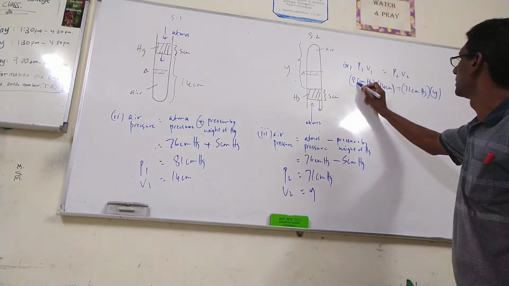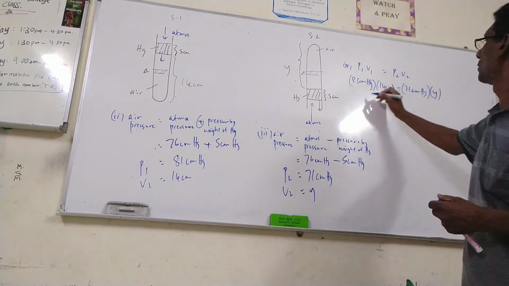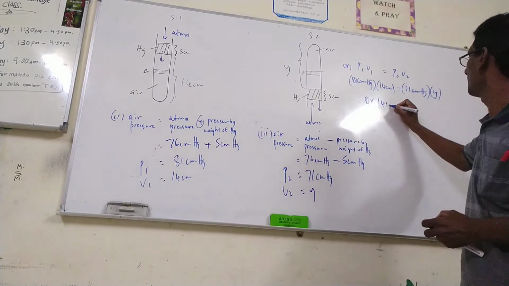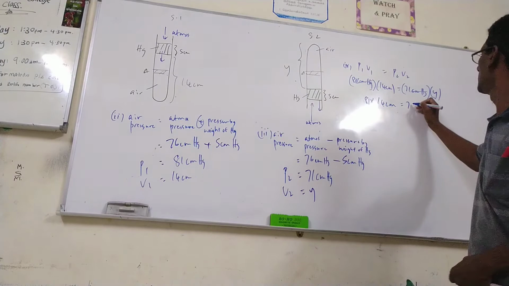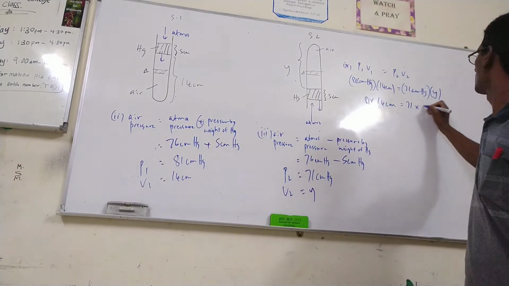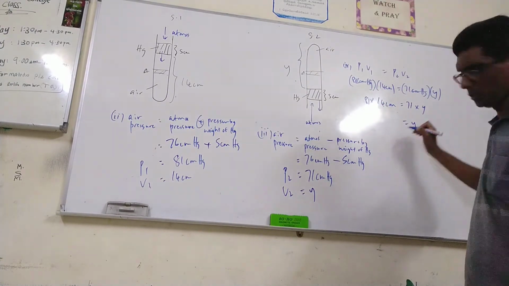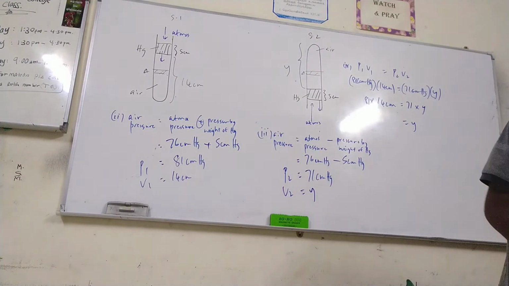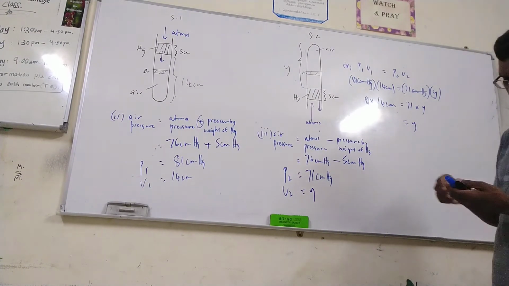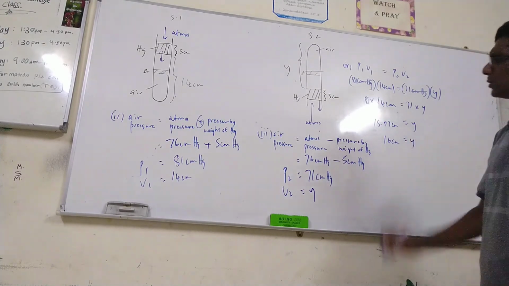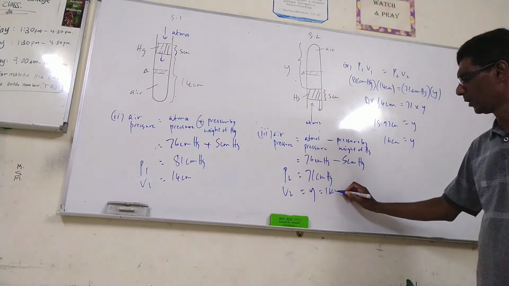So cmHg cancels. A times 81 times 14 cm equals 71 times Y. cmHg cancels, 81 times 14. So Y equals the answer, 15.97 cm. So Y equals 16 cm.